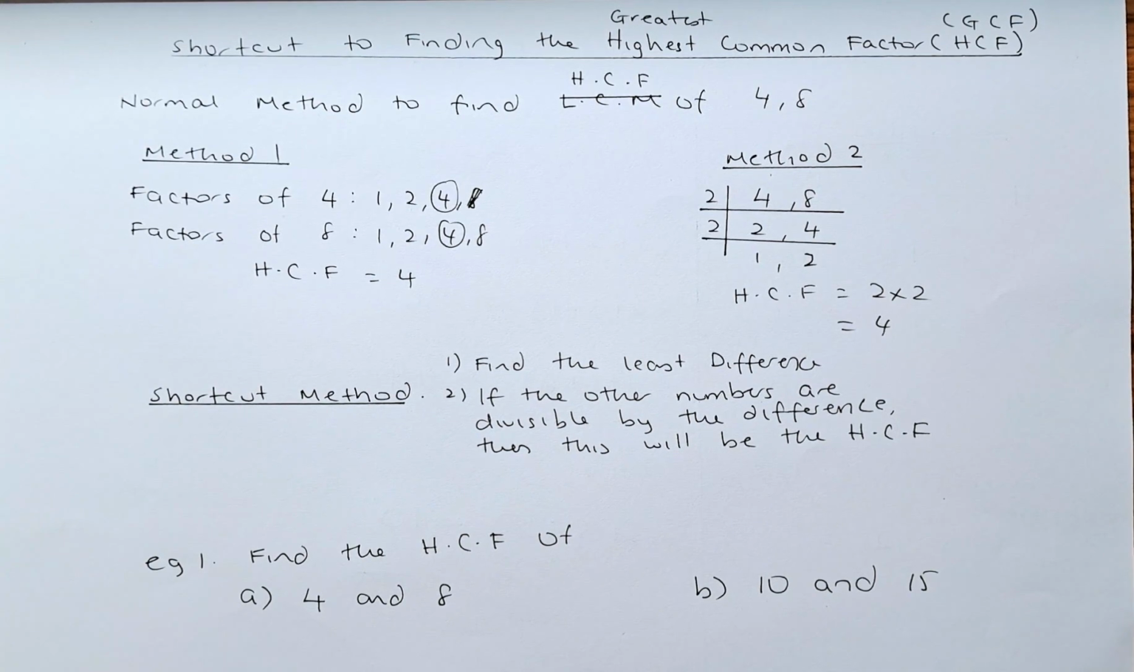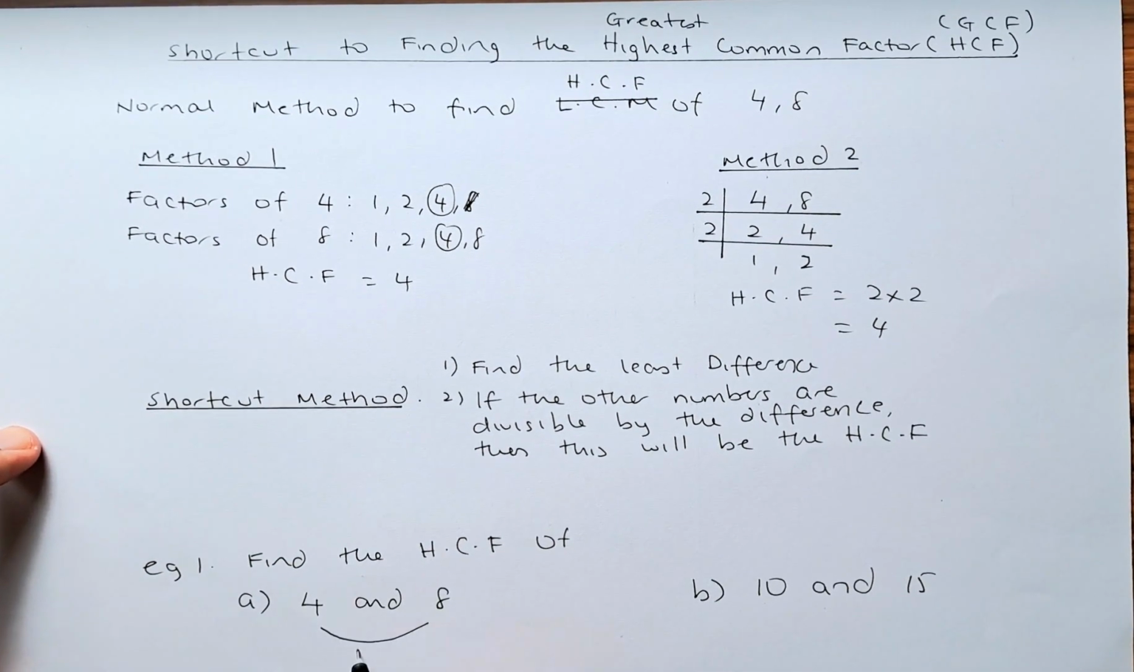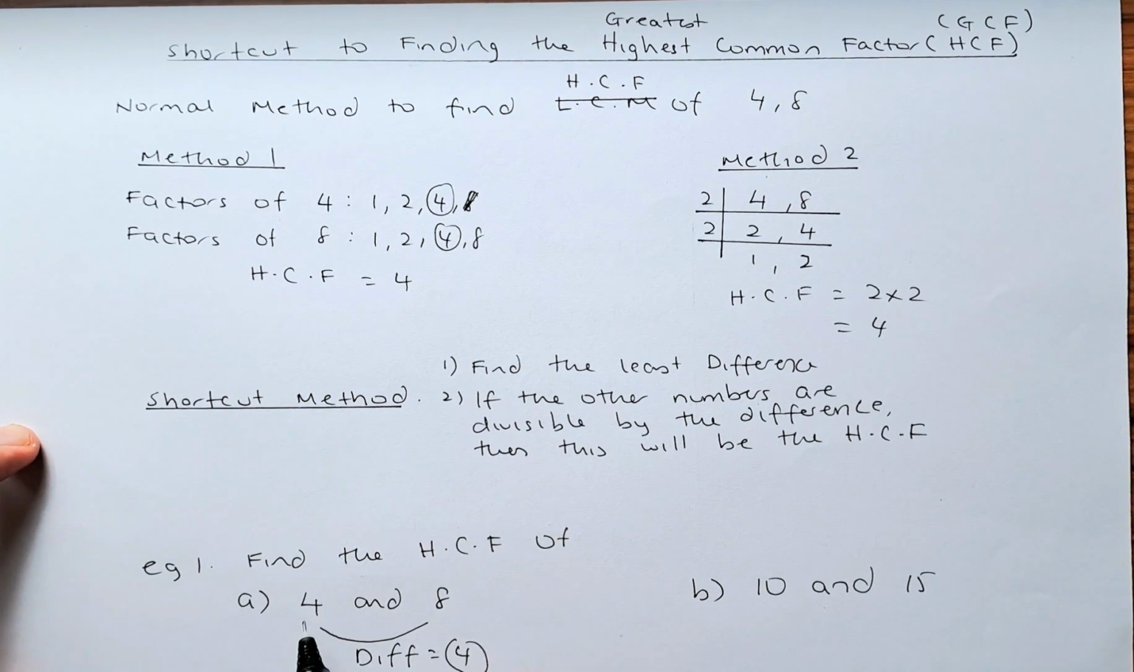So the first example is that we have to find the HCF of 4 and 8. So first you find the difference. The difference is 4, okay? Then you take the 4. Can you divide by 4? Yes, you can. 8, can you divide by 4? Yes, you can. So 4 is the HCF.